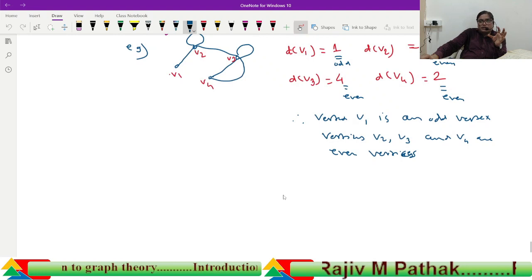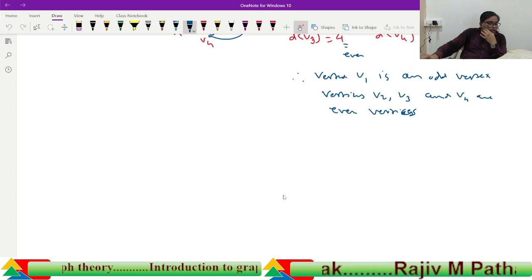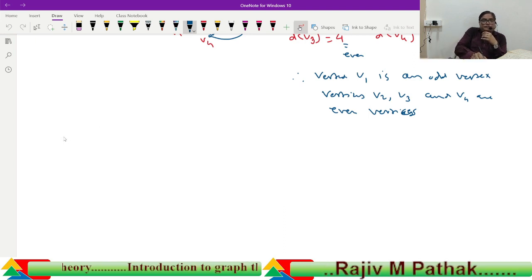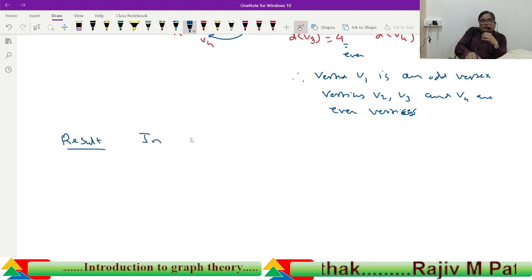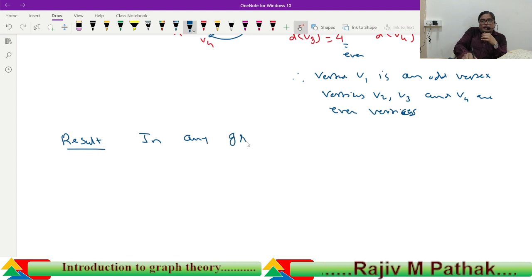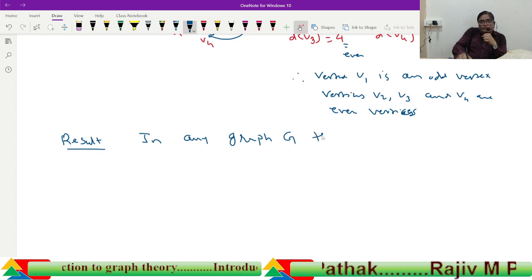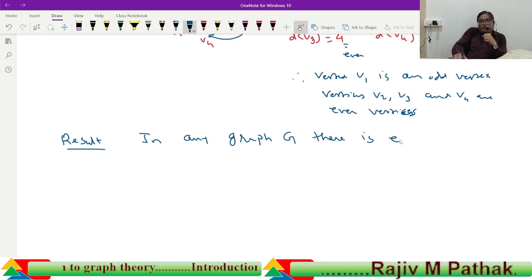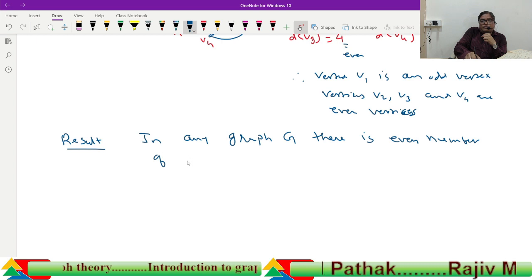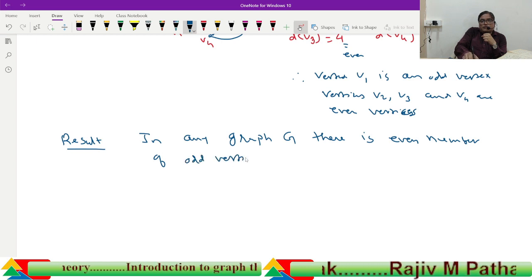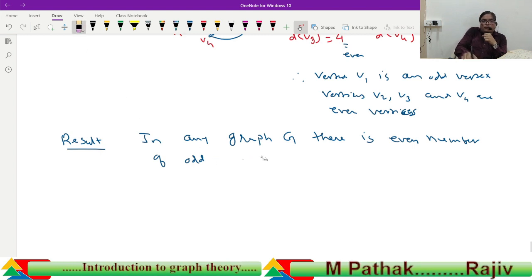There is one result which I am not going to prove, I will just explain what the result is. The result says: in any graph G, there is an even number of odd vertices.